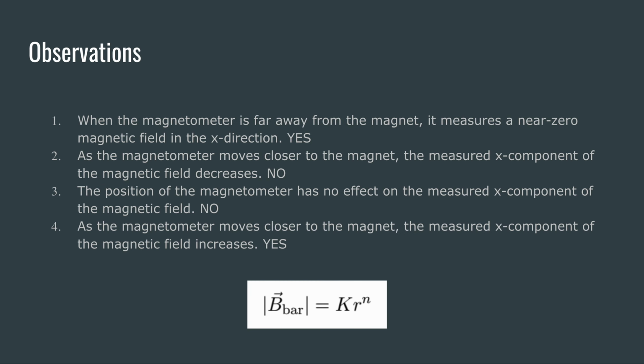So some of the main observations of this experiment: when the magnetometer is far away from the magnet, it measures a near zero magnetic field in the x direction, and as the magnetometer moves closer to the magnet, the measured x component of the magnetic field increases. And this can be seen in the distance dependent equation of B is equal to k r to the n power.